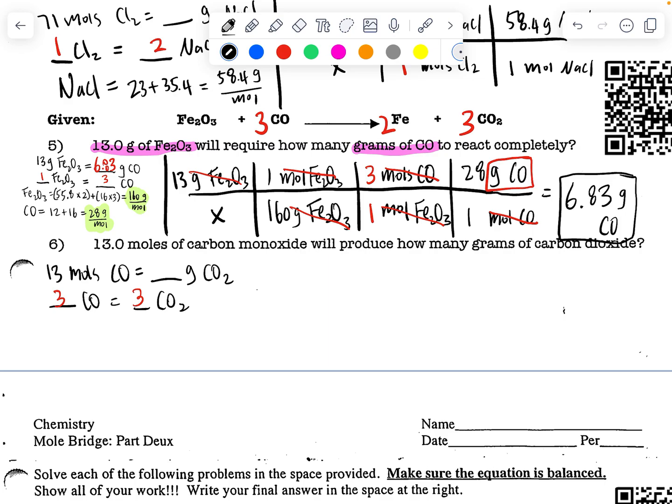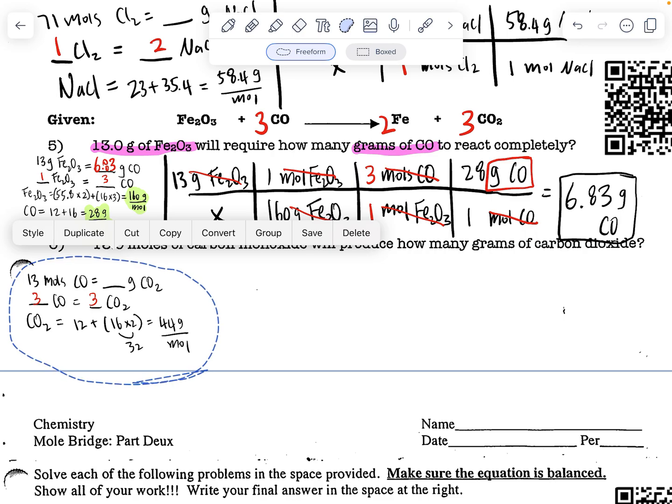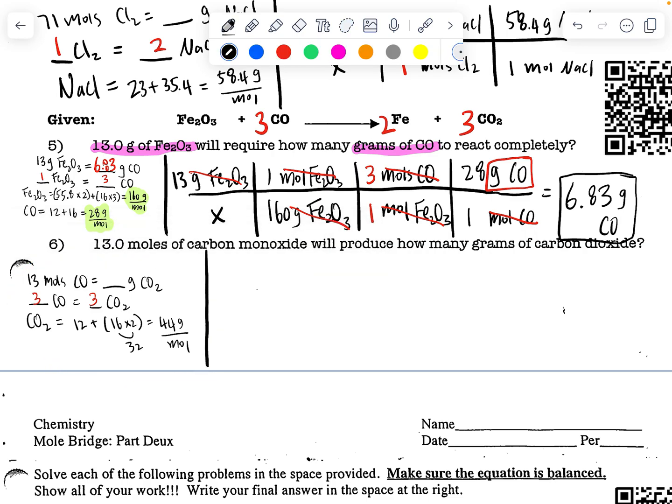So for 13 moles of carbon monoxide, you don't need the molar mass here, obviously, because that's already in moles. However, for the back part here, it says how many grams of carbon dioxide. So carbon dioxide is CO2. Each carbon is 12 plus, open up the parentheses here, 16 for every oxygen times 2. So that is 32. That is 44 grams per mole. Sweet. That is all the information that I need for this question. I'm going to go ahead and just set that aside.